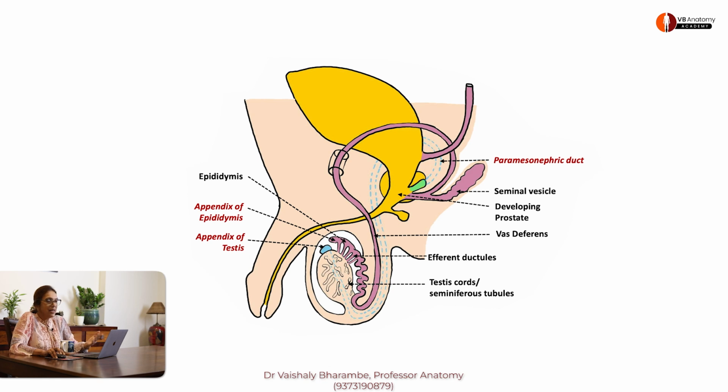Remember, prostate has a prostatic utricle, a tiny little structure which is also called as the male vagina, which is a remnant of the paramesonephric ducts in male. So that's the male reproductive system, okay, and which we have developed today. I hope you've enjoyed this.